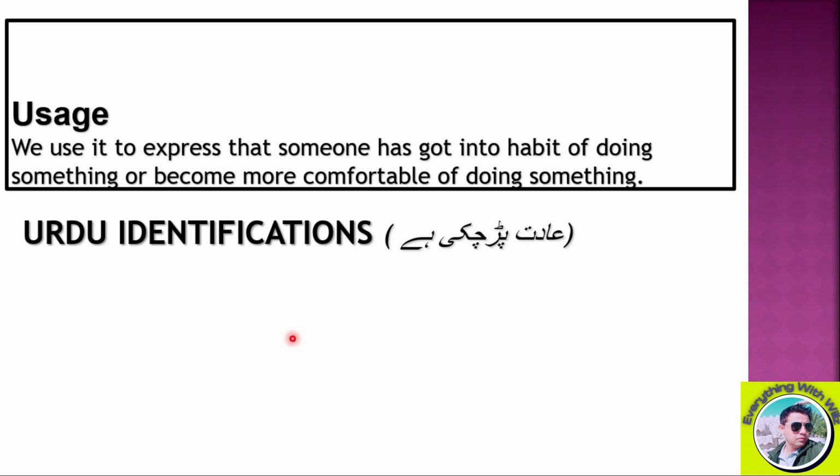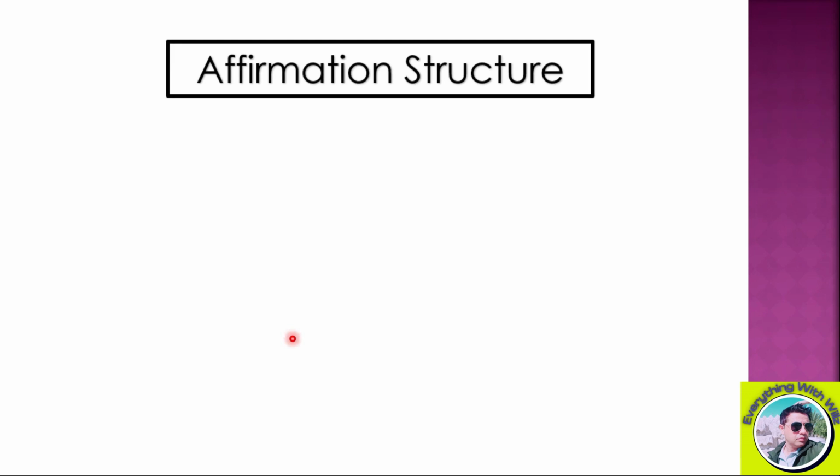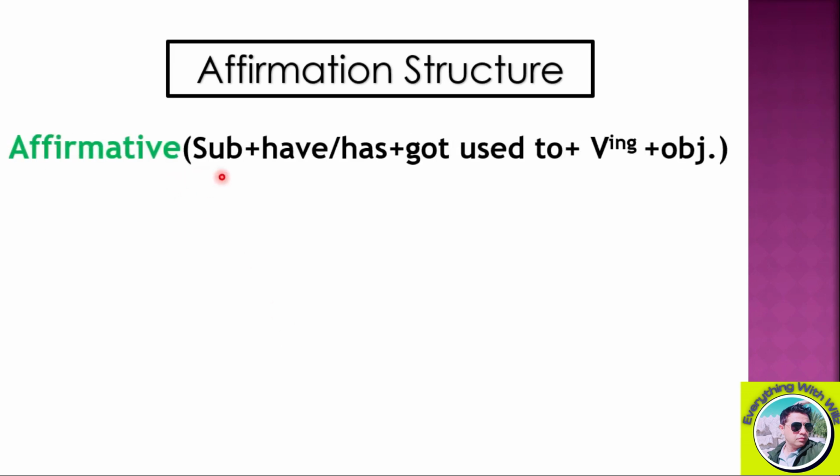So let's talk about the affirmative structure. In the affirmative structure, we use subject, then have or has, got used to, ing form of the verb, and object. With I, we, you, they, we use have. With he, she, it, or any name, we use has. So now you know where we use have and where we use has.